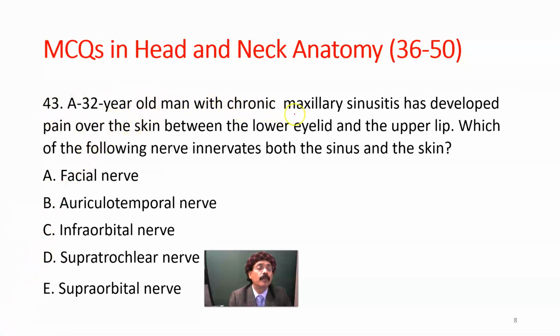A 32-year-old man with chronic maxillary sinusitis has developed pain over the skin between the lower eyelid and the upper lid. Which of the following nerves innervates both the maxillary sinus and the skin? Facial nerve, auriculotemporal nerve, infraorbital nerve, supratrochlear nerve, supraorbital nerve. What would be the answer? Answer should be the infraorbital nerve, C. Okay, we got the C.